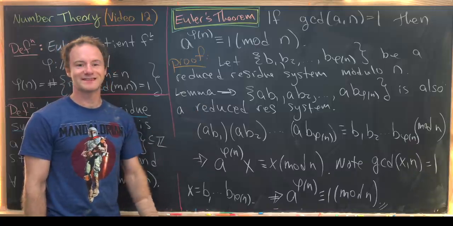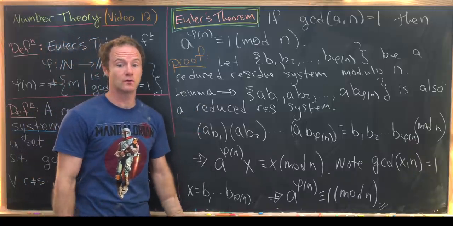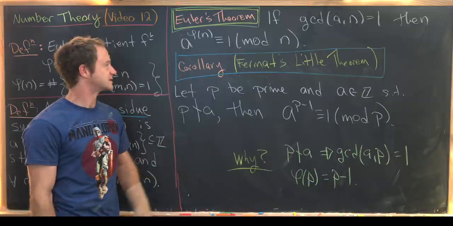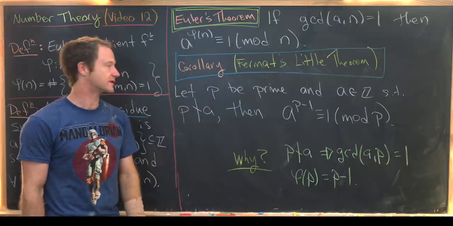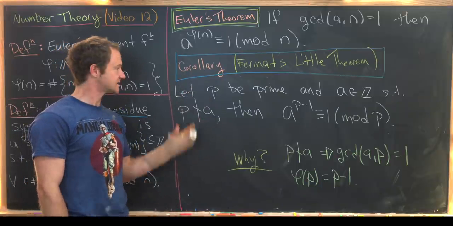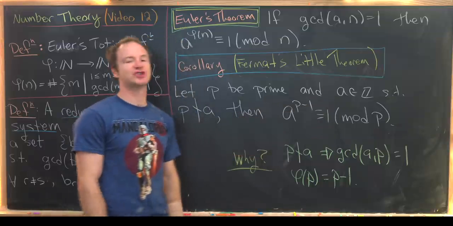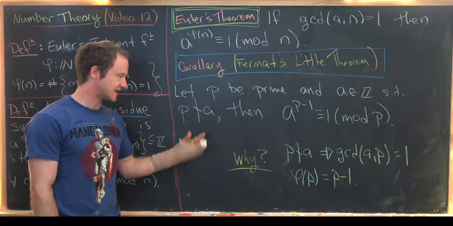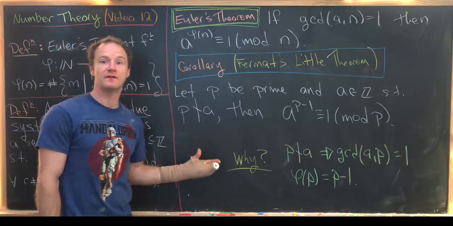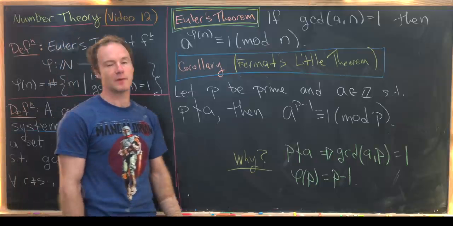So now that we've got this taken care of, let's look at a quick corollary, which is famous in its own right as Fermat's little theorem. Okay, so as promised, we're going to look at a corollary, which is the famous Fermat's little theorem. So for this, we want to assume that we have a prime number called p and an integer a that is not a multiple of p. So in other words, p does not divide a. Then the conclusion is that a to the p minus 1 is congruent to 1 mod p.